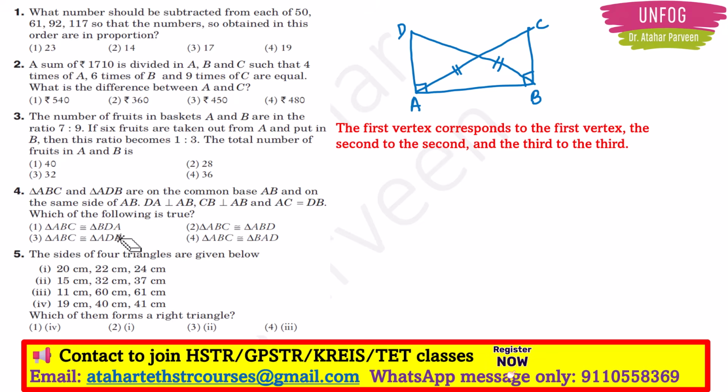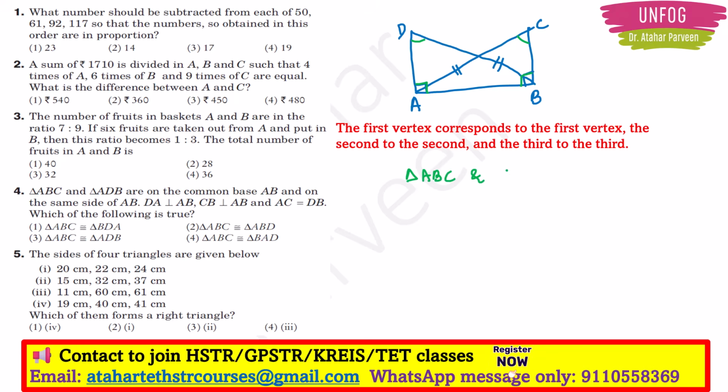Here you should understand one thing, that when we talk about congruency, the first vertex of the triangle corresponds to the first vertex of the other triangle. Like for example, if I talk about vertex A, it is corresponding to vertex B. Vertex D means it is corresponding to vertex C, and so on. Okay, so second vertex corresponds to the second of the next triangle, third vertex corresponds to the third of the next triangle.